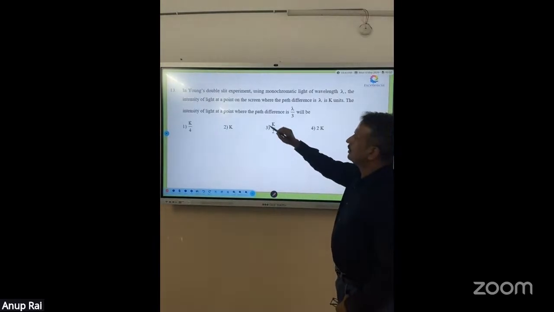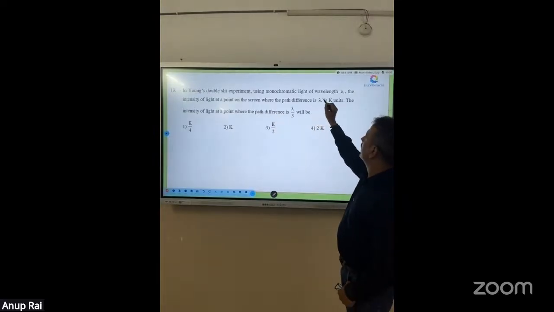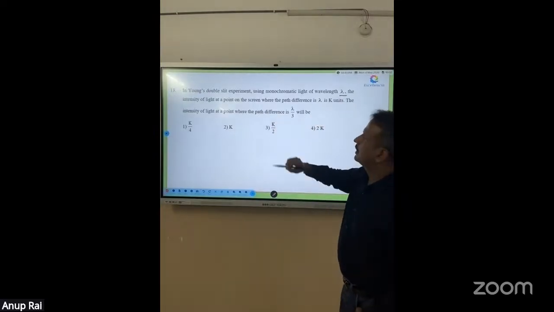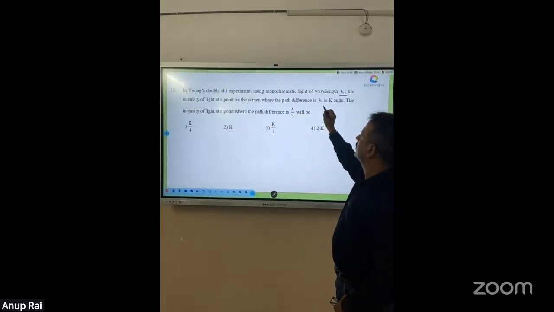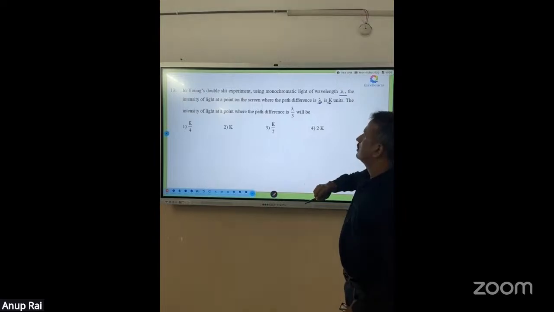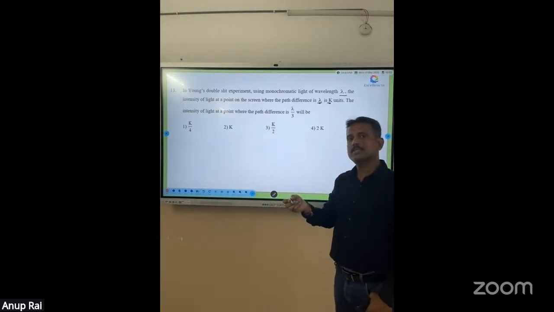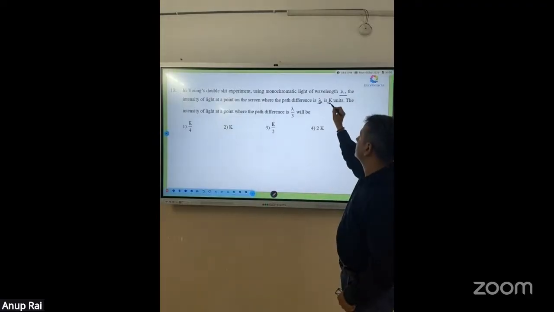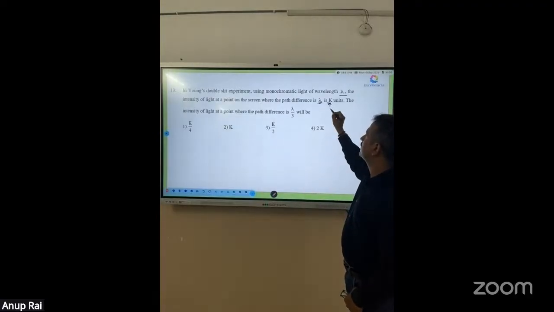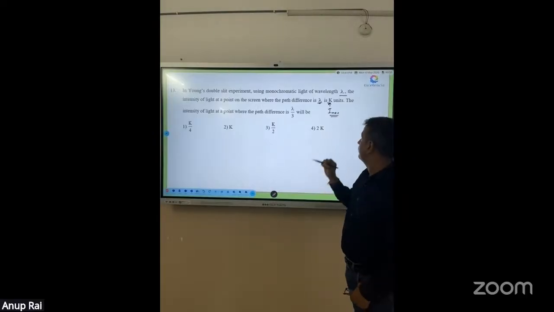This is on YDSE. Young's double slit using monochromatic light of wavelength lambda. The intensity of light at a point on the screen where the path difference is lambda is k. So you know that wherever the path difference is an integer multiple of lambda, there we get constructive interference and intensity will be maximum.